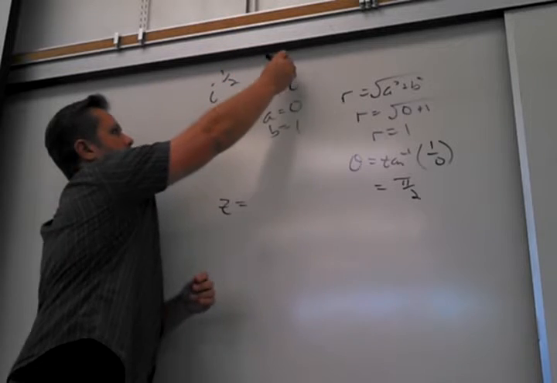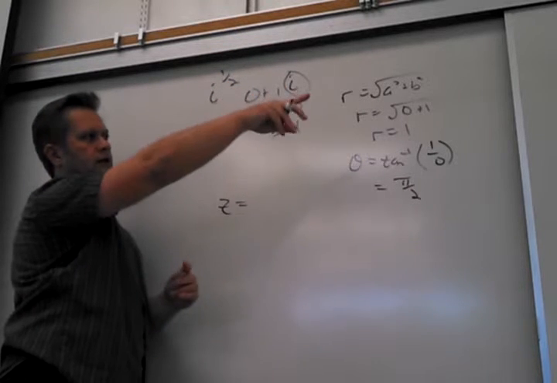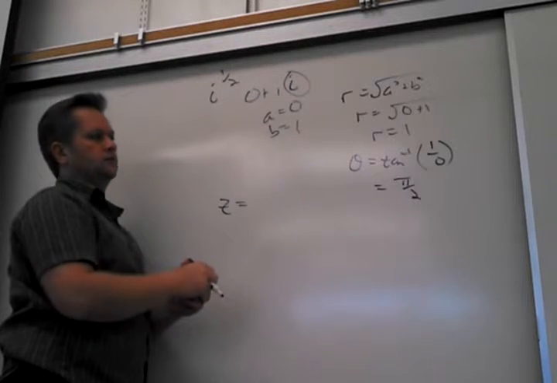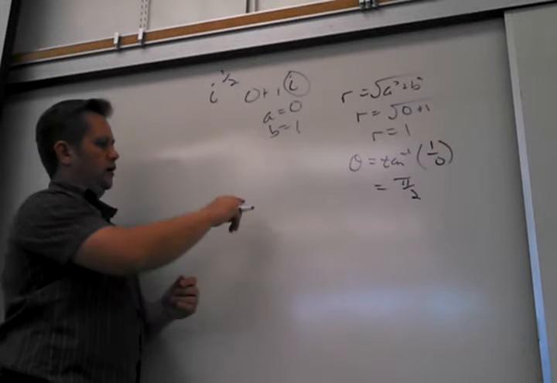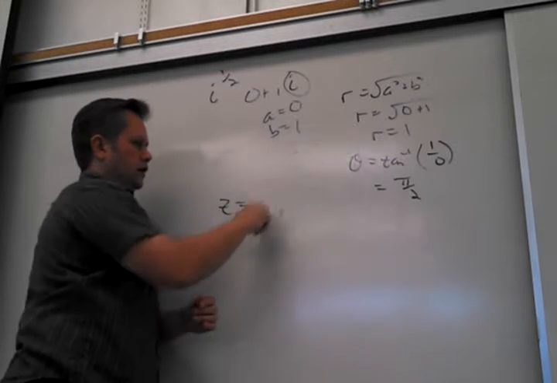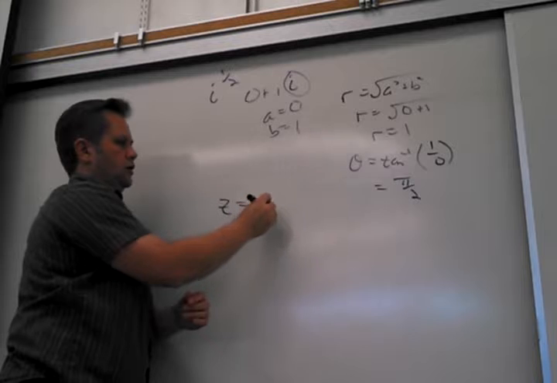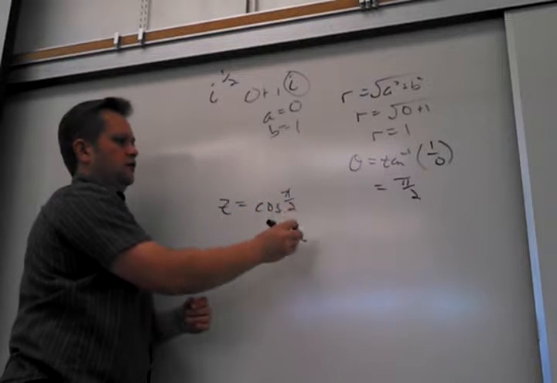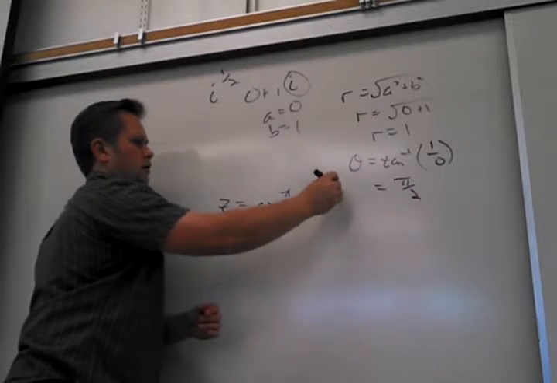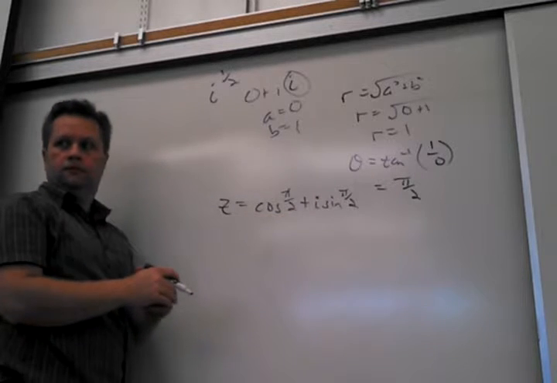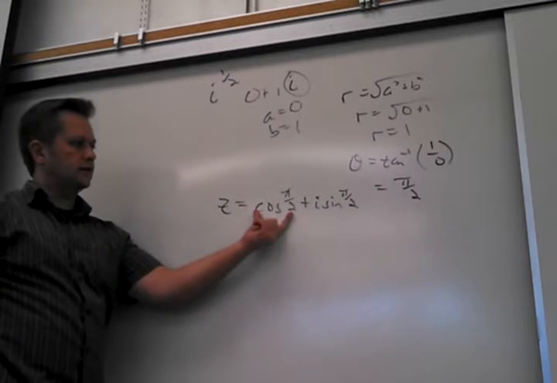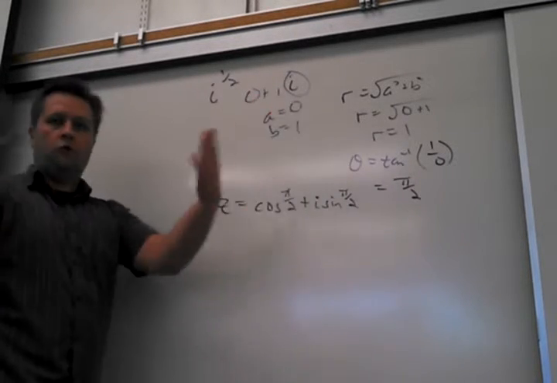So we've got i, and we're trying to write i in that z form, r cosine theta plus i sine theta. We've got R is 1. Cosine pi over 2 plus i sine of pi over 2, right? And sure enough, it checks out. That's 0, that's 1. I end up with 1.